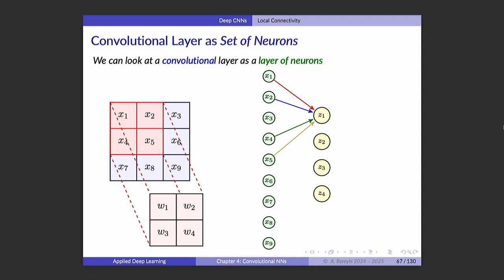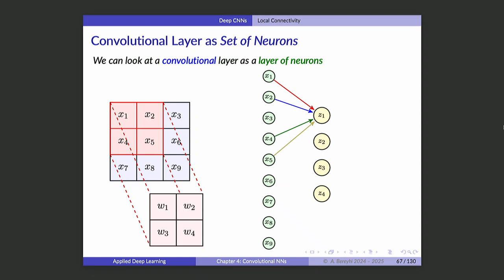Now, if I want to compute Z1, which inputs do I need? X1, X2, X4, X5. So I'm going to connect X1 to Z1, X2 to Z1, X4 to Z1, X5 to Z1. I do not connect X3 because I do not need X3 to compute Z1, correct? Everybody's clear? Now, if I go for Z2, which ones are going to get connected to Z2?